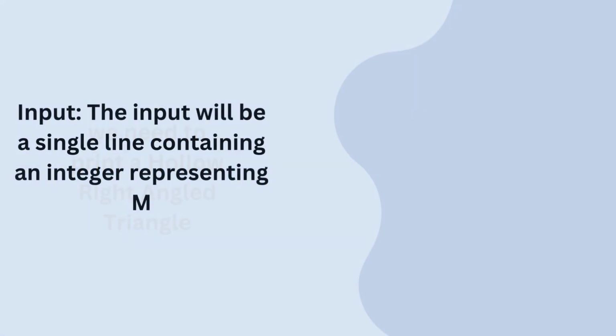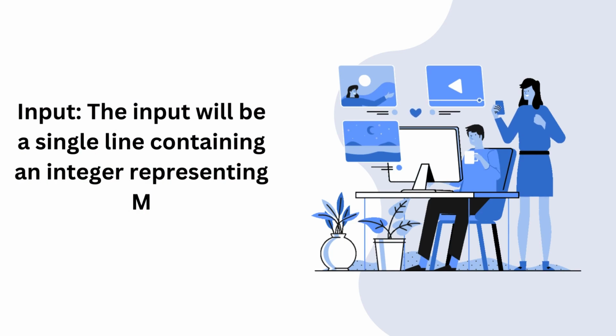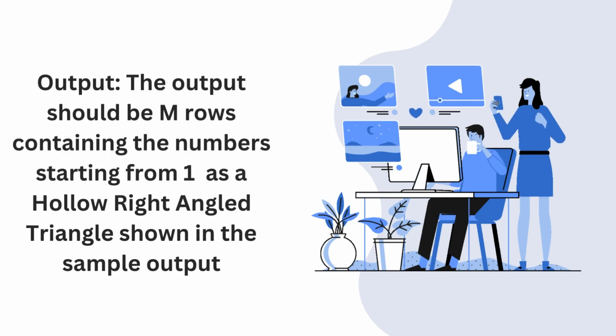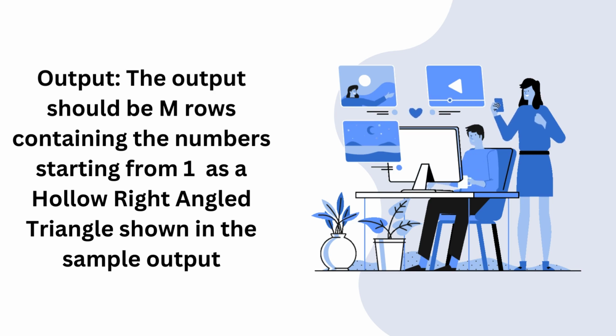Input. The input will be a single line containing an integer representing m. Output. The output should be m rows containing the numbers starting from 1 as a hollow right-angled triangle shown in the sample output. Sample input and output are also given for your reference.